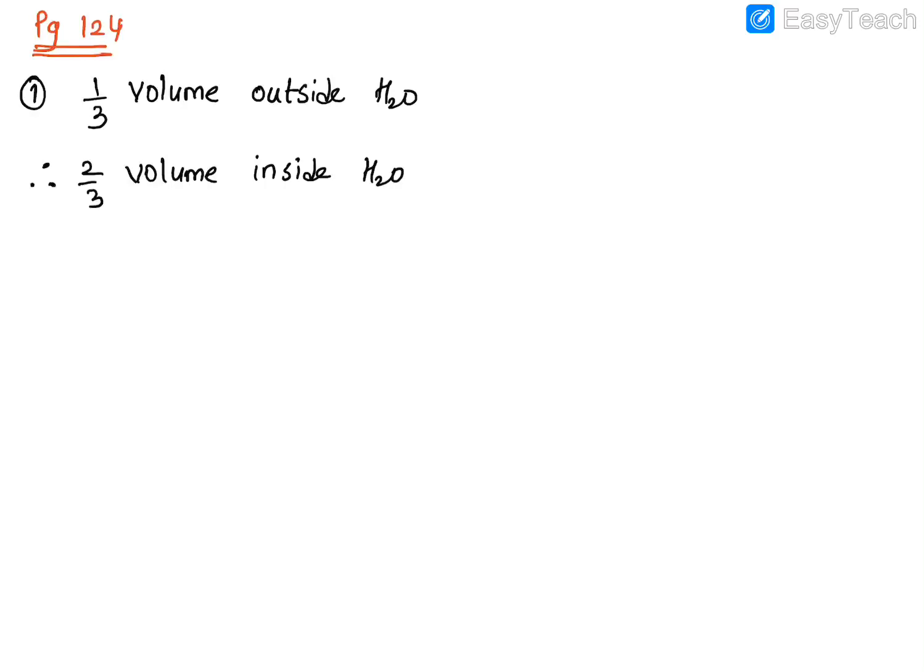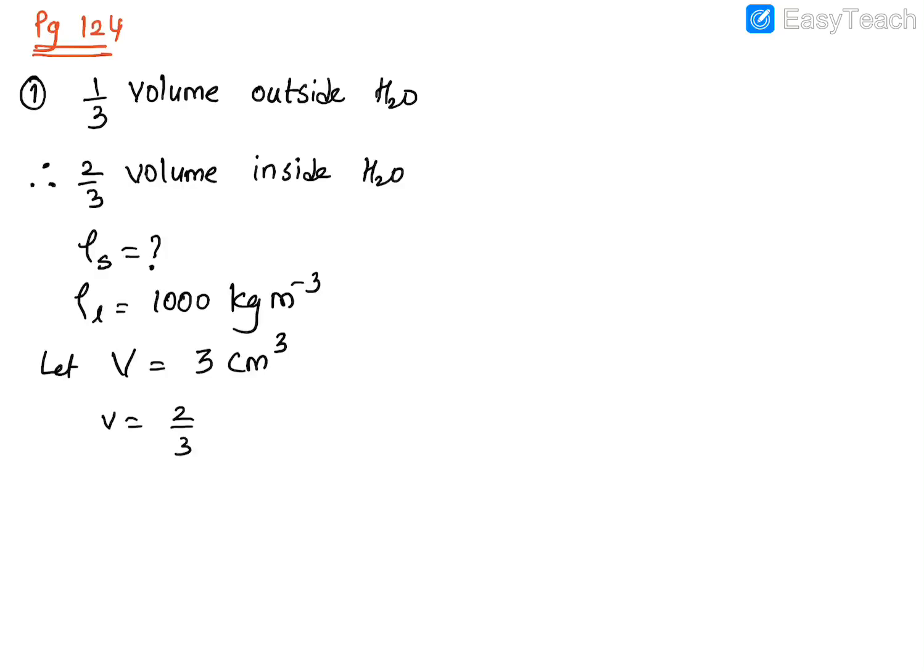What is the density of the rubber? Now they're asking you the density of a solid. Density of the liquid is not given. We will assume it as 1000 kg per meter cube because it's water. Now let's start. When they say 2/3 volume is inside water, what do you do? Let total volume be equal to 3 cm cube. You'll understand now why I took 3 cm cube, because he's saying the volume which is submerged is just 2/3 of the total volume. And 2/3 of total volume is equal to 2 cm cube.